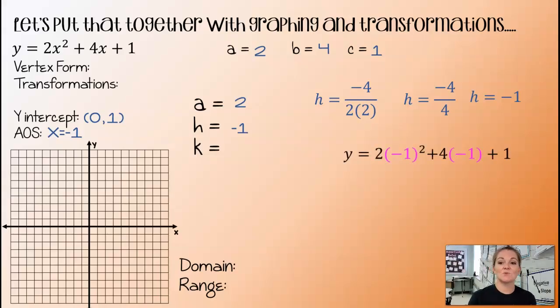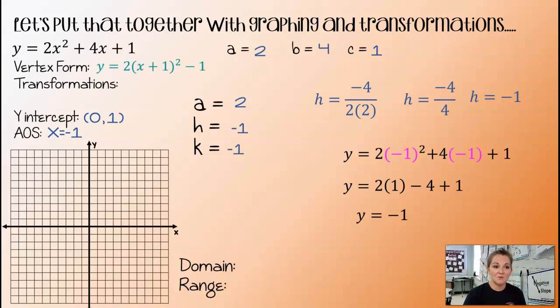Plug it into standard form, because I don't have vertex form yet. Plug it into the standard form equation. I end up getting my k value. So that is 1 minus 4 plus 1. Positive 1, because negative 1 squared is positive. Negative 4, because 4 times negative 1 is going to give me negative. And that's going to give me negative 1. So I know that my k is negative 1.